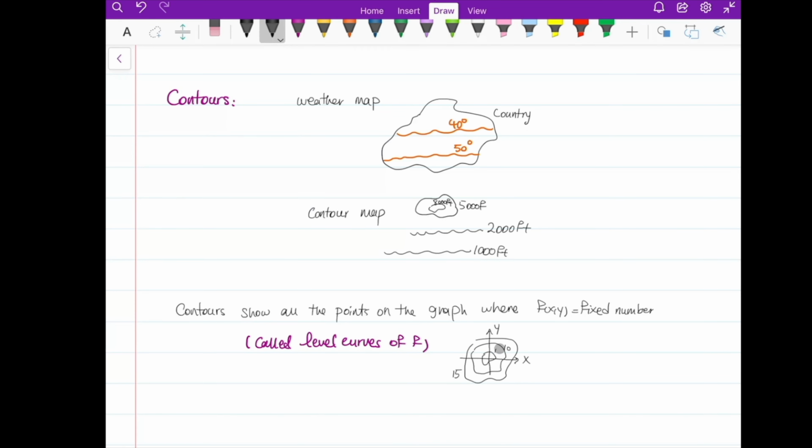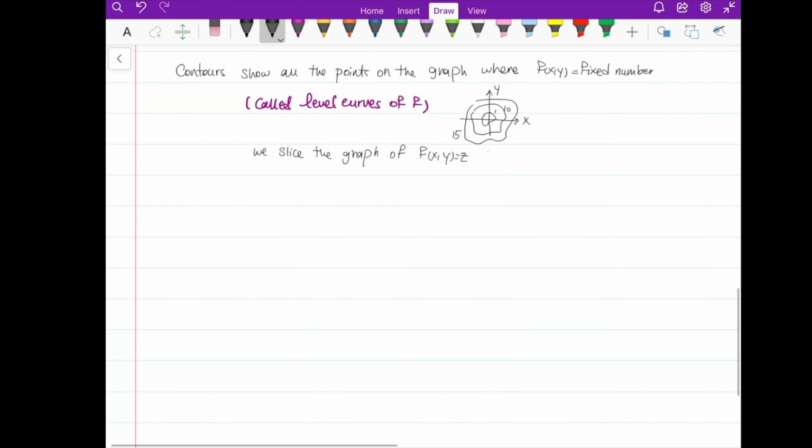So in contours, we slice the graph of f of x and y equals z by horizontal planes z equals c. Then we project all these slices into the xy plane. Okay, so something like that.